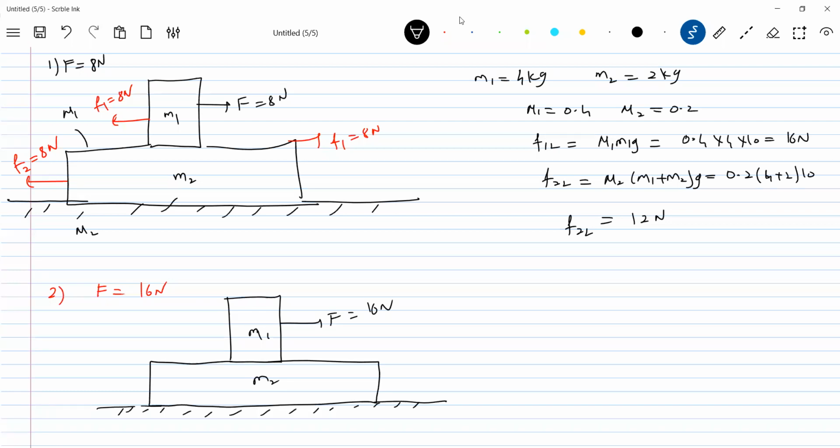Will there be slipping between the blocks M1 and M2? So here I'll proceed in the same way. This will be F1, as in the previous problem. Here I'll assume F2L. I'll assume that no slipping occurs. I'll write down the equation now. So what is the net force acting on the system? F minus F2L.